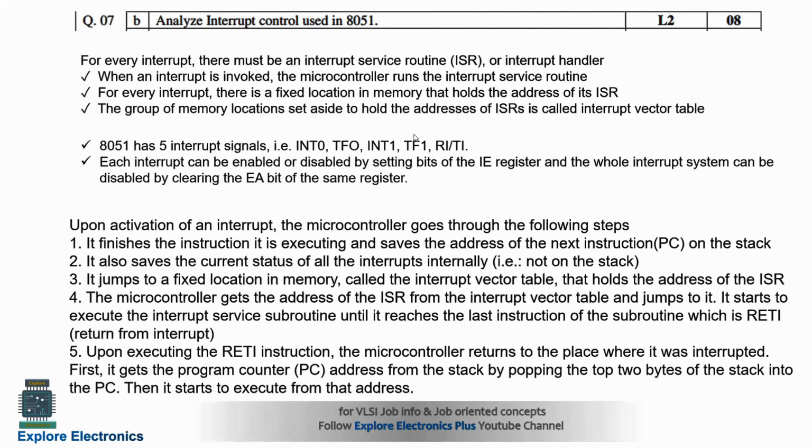Then comes the question: analyze interrupt control used in 8051. This question asks to explain or analyze interrupt control used in 8051, how actually the controlling of the interrupts happens in 8051. So this is the answer which I have put over here. Please cross check this answer once. Why? Because analyze interrupt control is a general question. You need to answer which different types of interrupts there are, how those interrupts are going to be handled through the interrupt service routine, and what happens when the interrupt is activated. So that is what I have given over here.